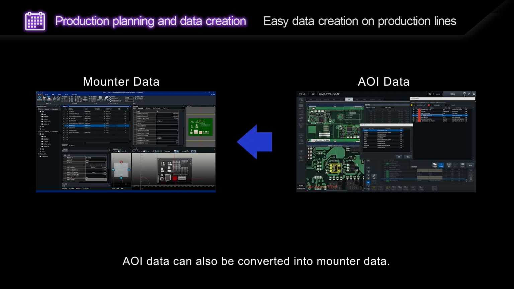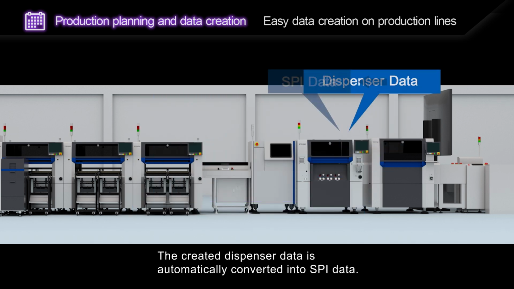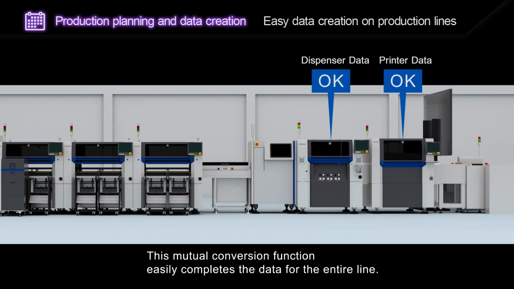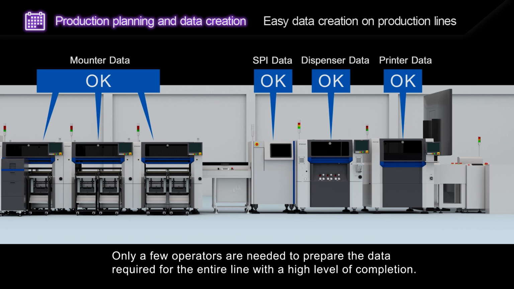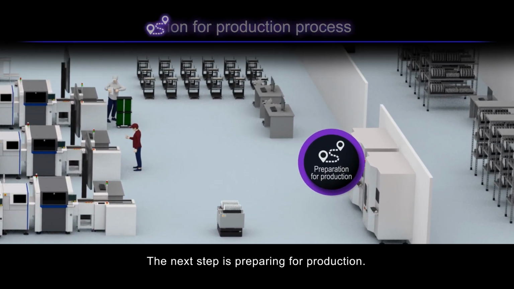AOI data can also be converted into mounter data. The printer is automatically configured with printing conditions. The created dispenser data is automatically converted into SPI data. This mutual conversion function easily completes the data for the entire line. Only a few operators are needed to prepare the data required for the entire line with a high level of completion. The next step is preparing for production.